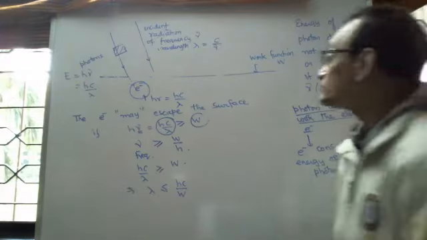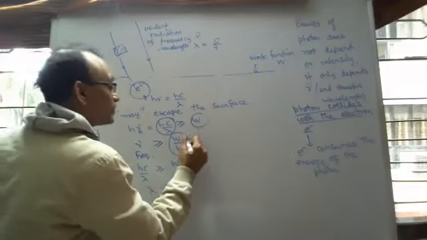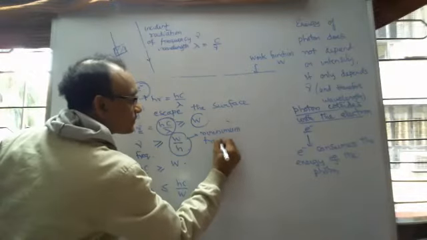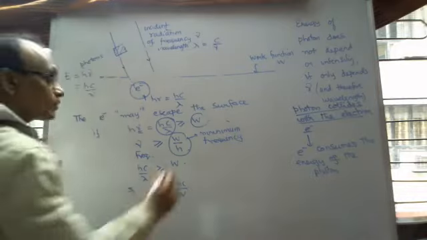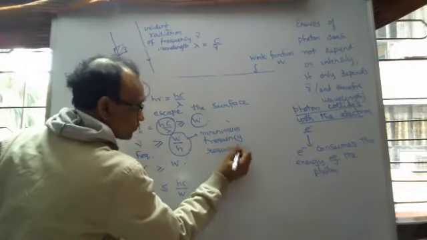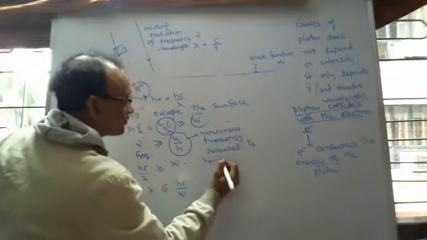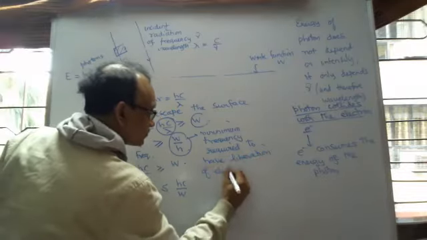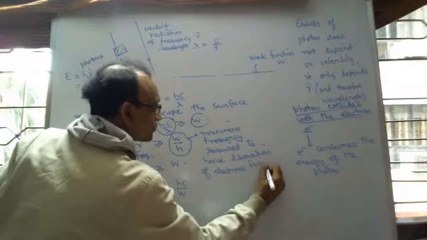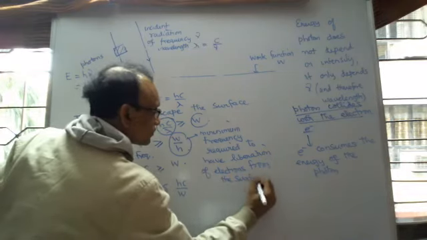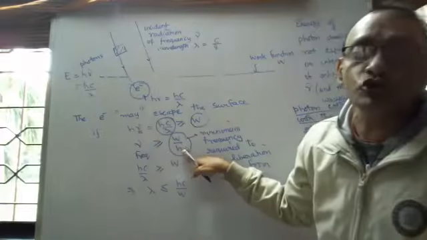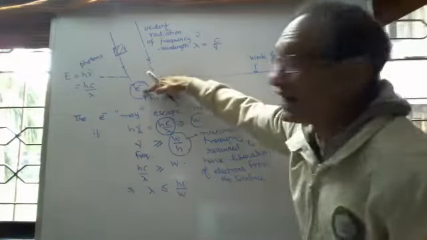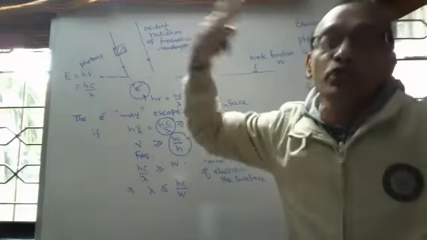Yes sir. That means this W by h is the minimum frequency required to have liberation of electrons from the metal surface. मतलब इंसिडेंट एनर्जी का फ्रीक्वेंसी कम से कम W by h होना चाहिए, so that the electron has energy at least equal to work function, so that there is a possibility to escape.